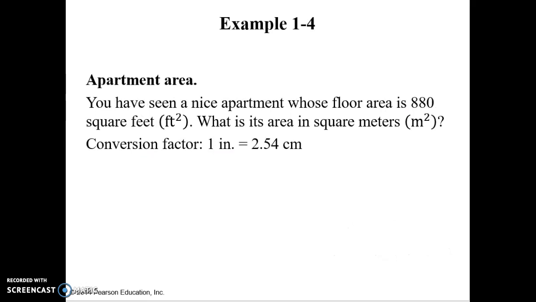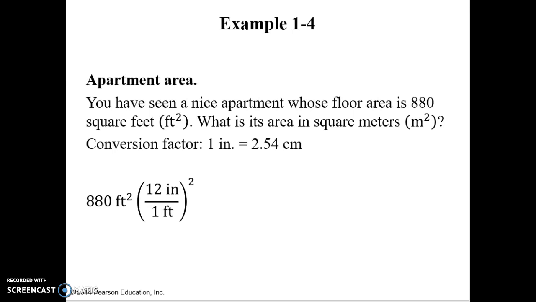In our last example, you have seen a nice apartment whose floor area is 880 square feet. What is the area in square meters? The conversion factor given is 1 inch equals 2.54 centimeters. The first step is to write down the number you're trying to convert. Then we need to convert feet squared to inches squared.